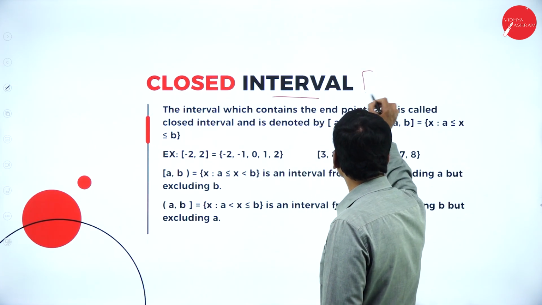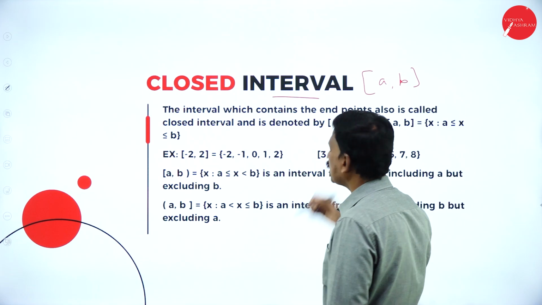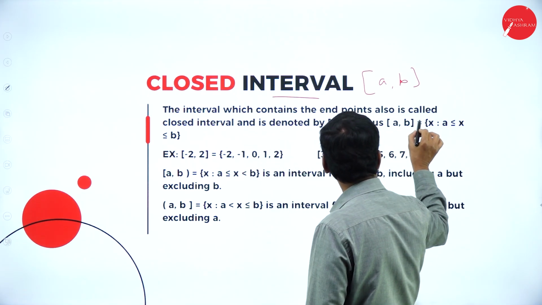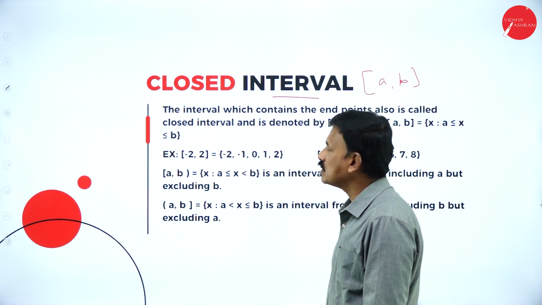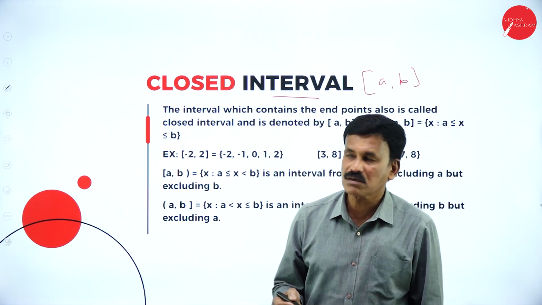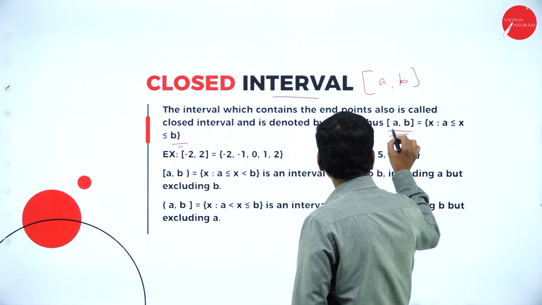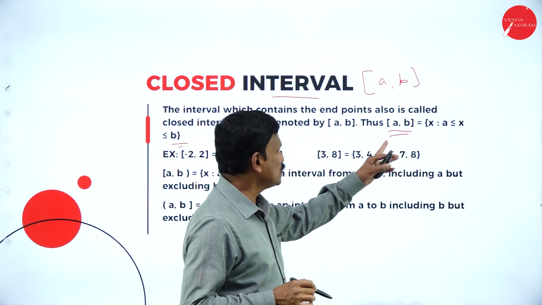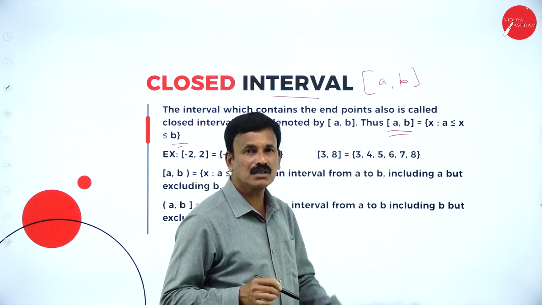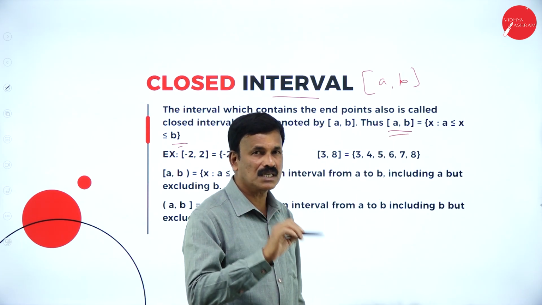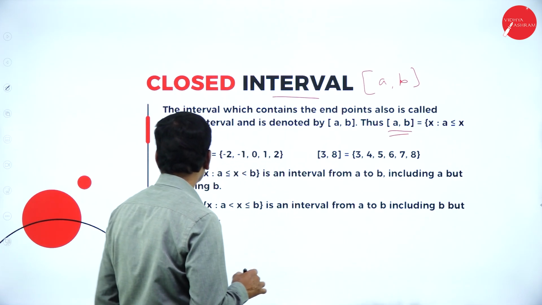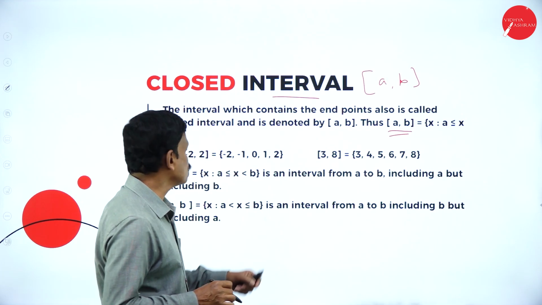The closed interval is denoted by a square bracket [a, b]. The interval which contains the endpoints also is called the closed interval. All the values which lie between a and b, including a and b, are called the closed interval. That is, the closed interval [a, b] is nothing but x such that a less than or equal to x less than or equal to b. That means all the values of x which lie between a and b, including a and b, is nothing but the closed interval.